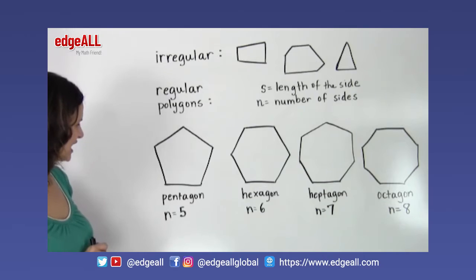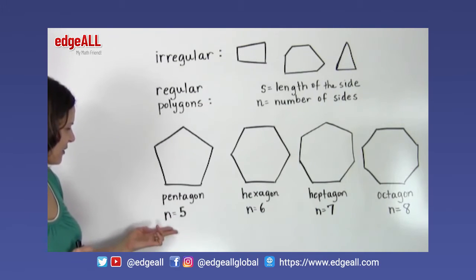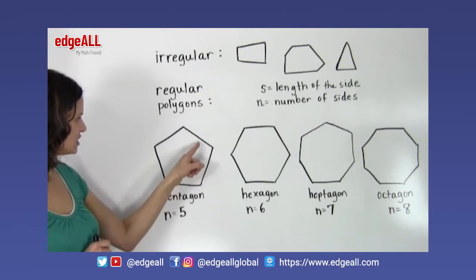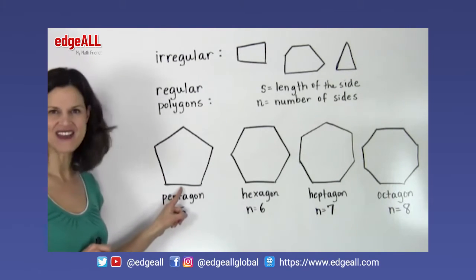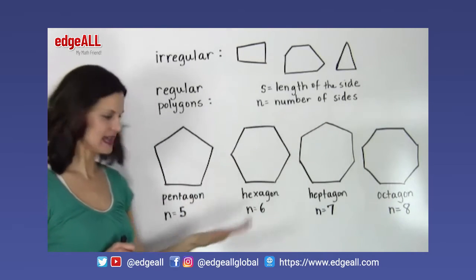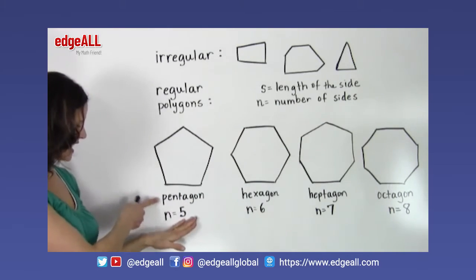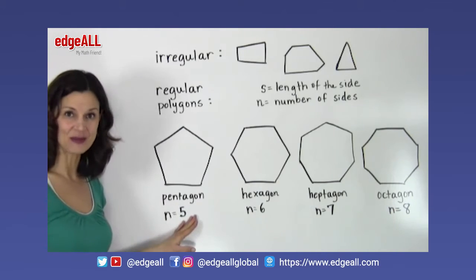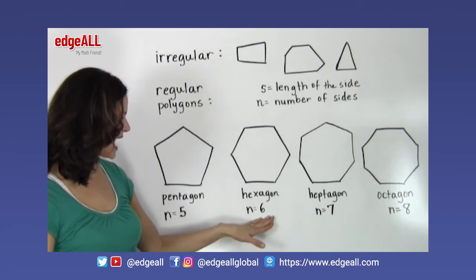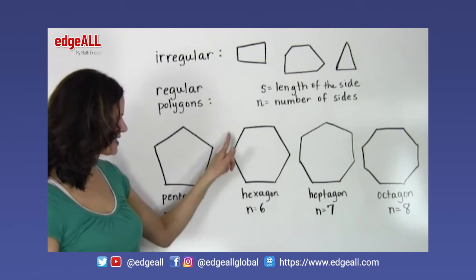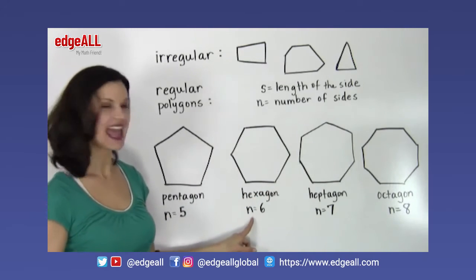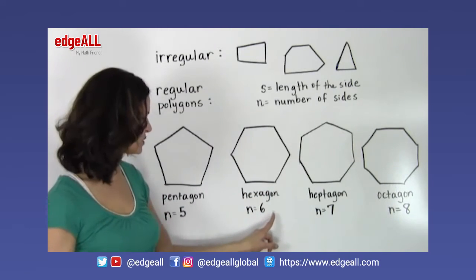So we can take a look at a few of these. Here we have a pentagon, and in a pentagon we have 1, 2, 3, 4, 5 sides. And so since the number of sides is n, I'm going to call a pentagon an n equals 5 polygon. And here we have a hexagon, and we have 6 sides in a hexagon. 1, 2, 3, 4, 5, 6. And so we say n, or the number of sides, equals 6.